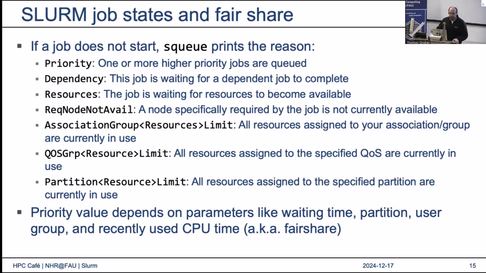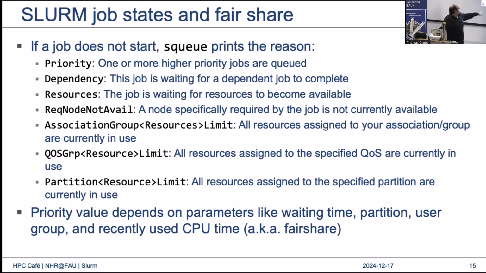There are other limits that are more related to groups. So most of you are in projects, and these projects are seen as a group for us. Or association. So if you have this association group resources limit, this means the resources for the whole group are currently in use. So if you have a group limit of 16 GPUs and all the 16 are currently used, and you get a job there, then you probably see this reason. A QOS group, same thing. So things that are specified for a specific quality of service agreement are currently all in use. And partition resource limit, all the resources in the specified partition are currently in use.